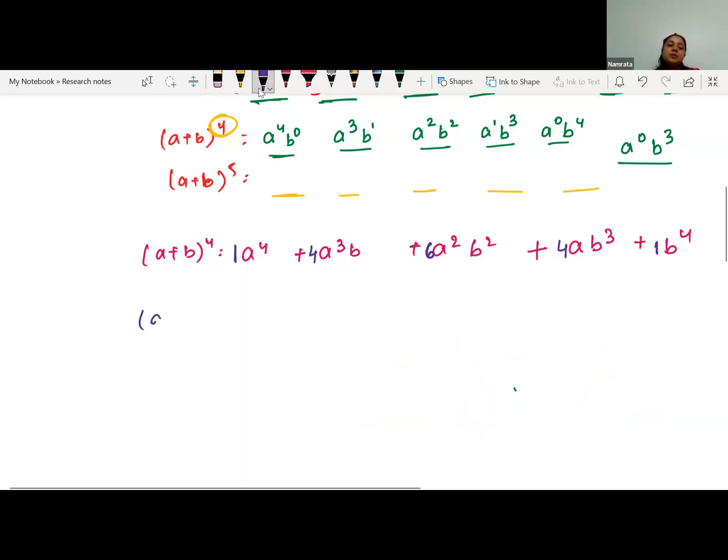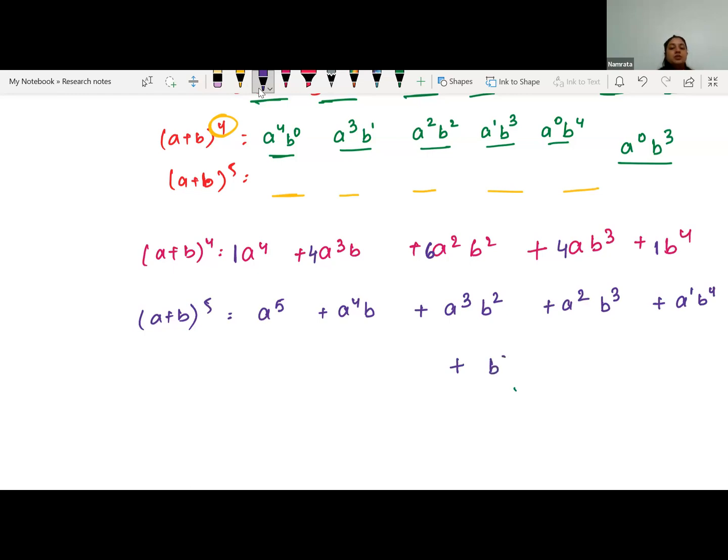So if we are having a plus b to the power 5, we will be having first a to the power 5 and b to the power 0. Now a power will keep on decreasing and b power will keep on increasing. So now a to the power 4 will get and b to the power 1. Then a to the power 3 we will get and b will increase. Then a to the power 2 and b to the power 3. Then a to the power 1 and b to the power 4. And then a to the power 0 and b to the power 5.